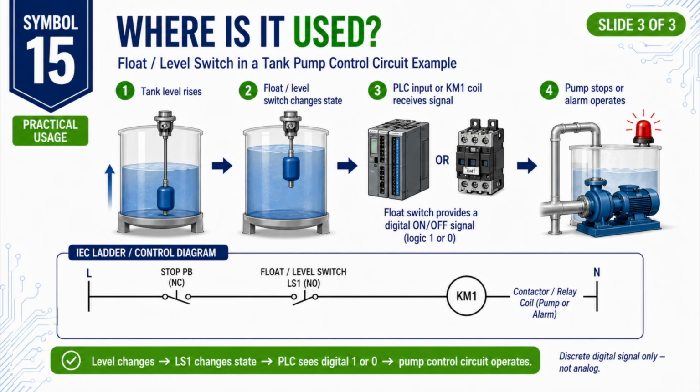In this example, as the tank level rises, the float moves and the level switch changes state. That sends a digital signal to the PLC or control circuit. The PLC reads it as 1 or 0 and then starts or stops the pump or activates an alarm. Remember, level changes, switch changes state, PLC sees digital 1 or 0, control circuit operates.